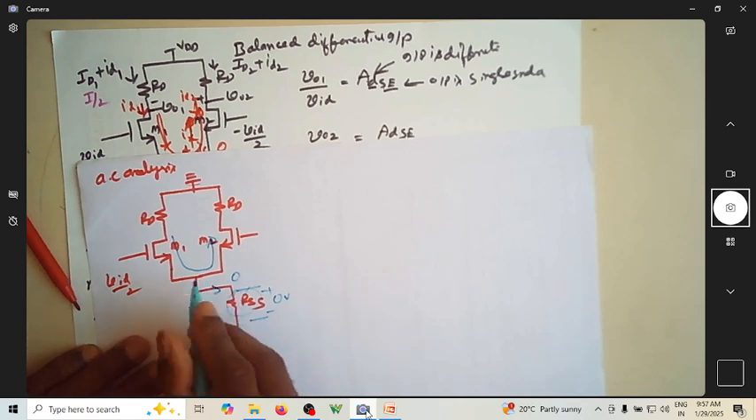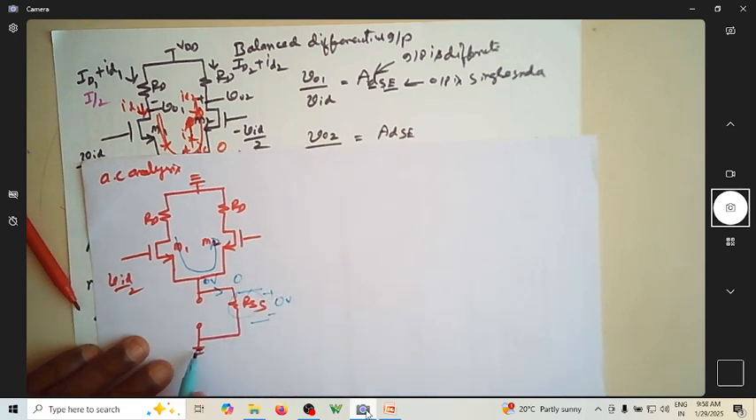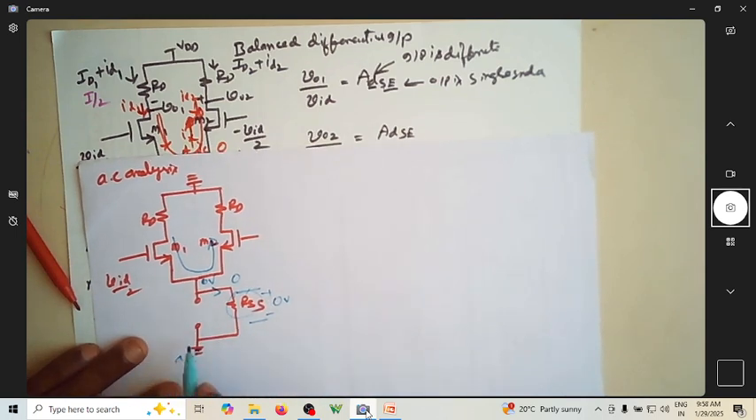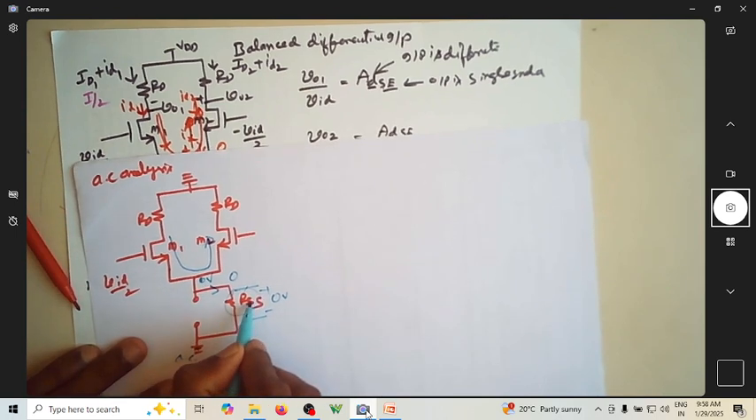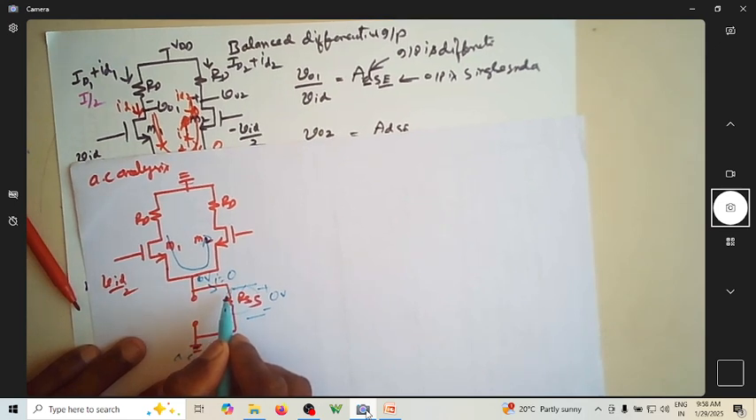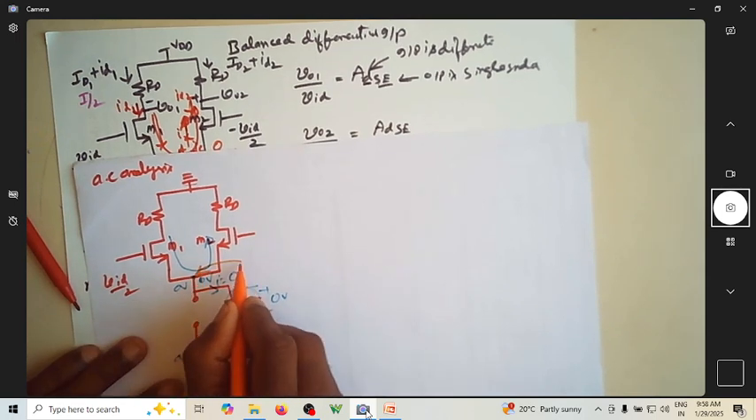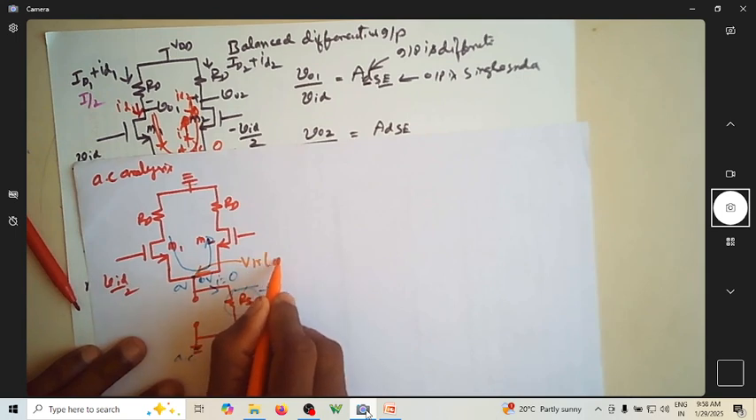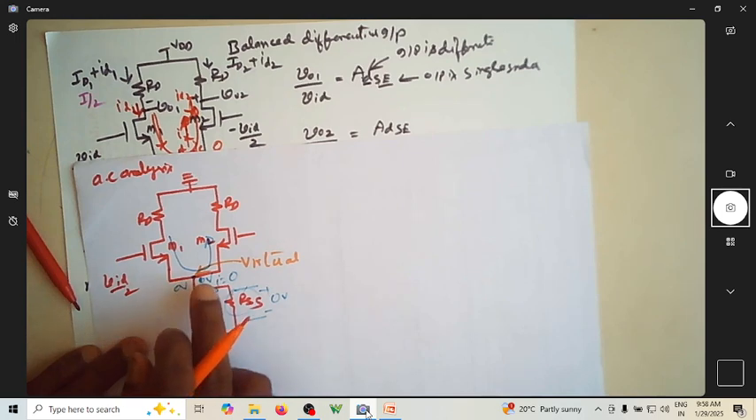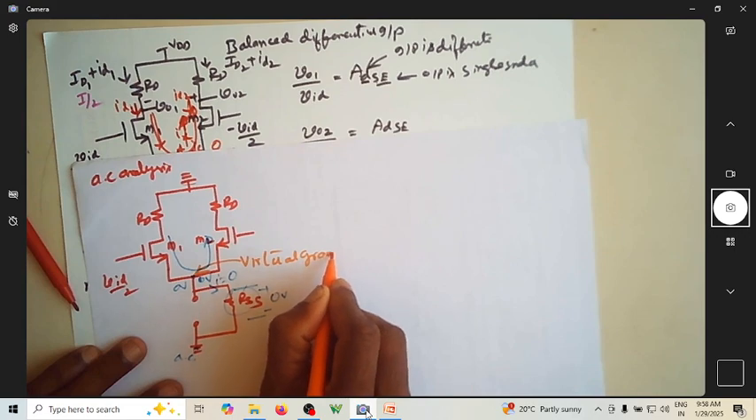When there is no drop, what voltage will you get? You'll get 0 volt here also. This is the actual AC ground. But even though you have a resistor, since the AC current flowing here is 0, the voltage here is 0 volt. We call this particular source coupled point now a virtual ground. This is not actually grounded, but virtually it looks like a ground. So this is virtual ground.